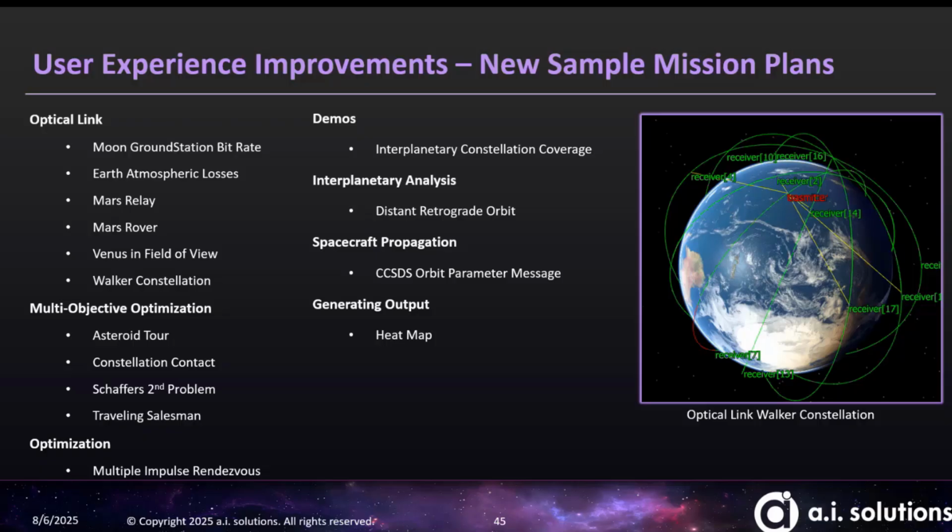We'll talk more about the multiple impulse rendezvous sample mission plan in a bit, but outside of the mission plans focused on new features, we've also included sample mission plans for modeling constellations around celestial bodies other than Earth, modeling a distant retrograde orbit or DRO in FreeFlyer, reading in a CCSDS OPM, and a new procedure to display a 2-dimensional dataset with a heat map.